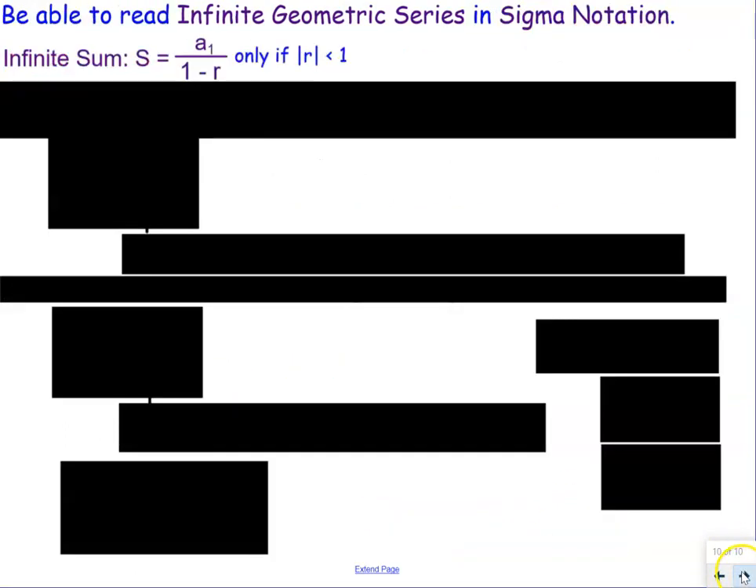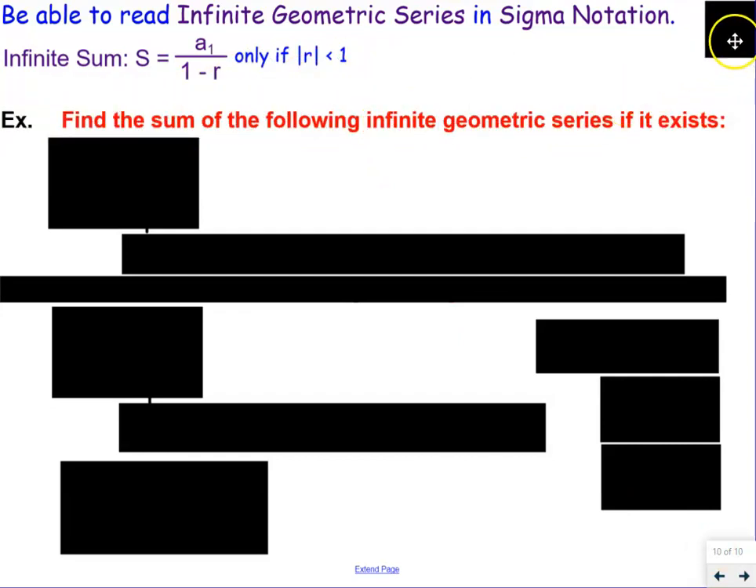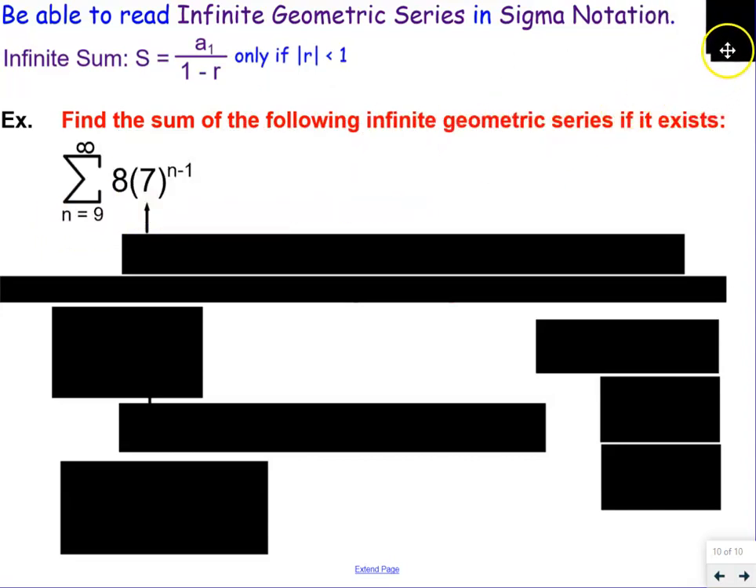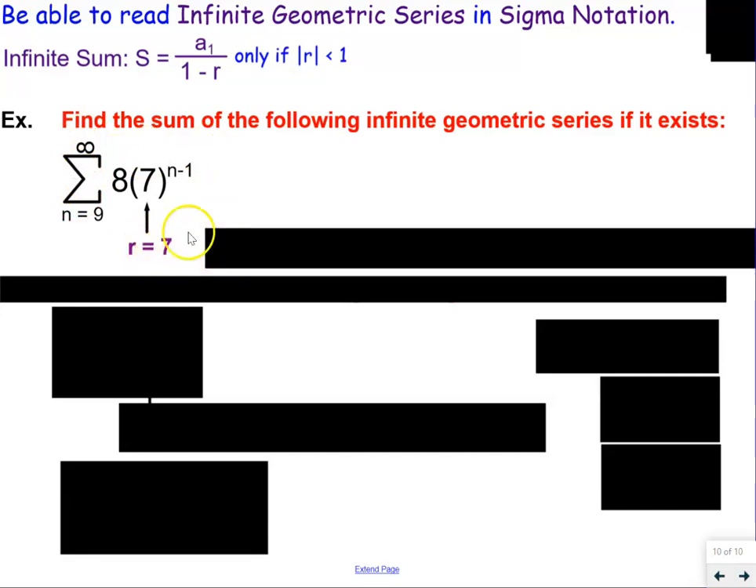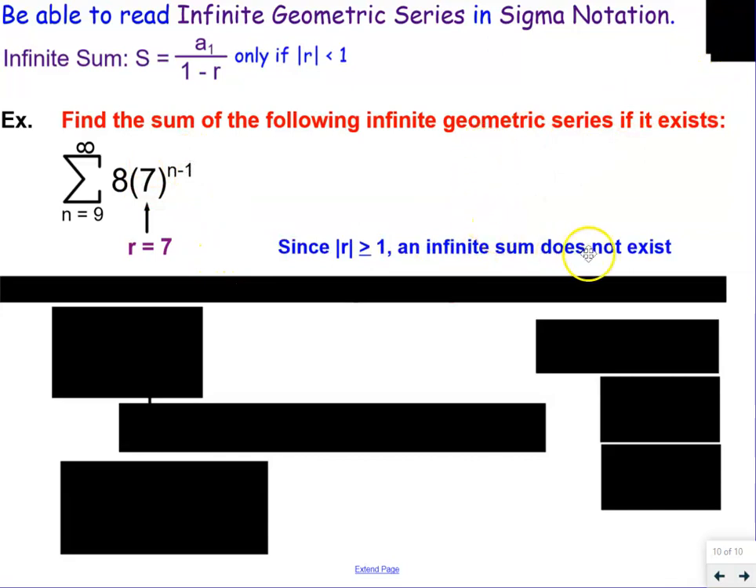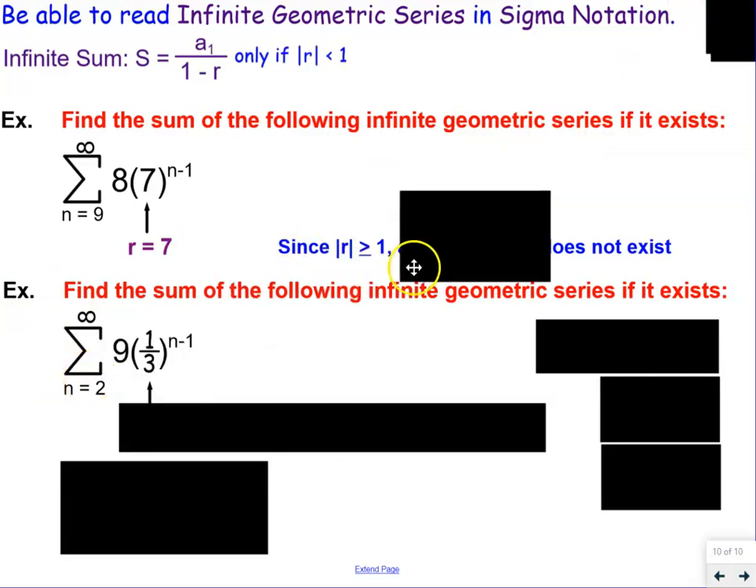All right, last slide. Make sure you read the same thing, infinite geometric series, in sigma notation. The same formula, it only works if R is less than 1, not equal to 1. So find the sum of the infinite geometric series if it exists. Well, what's going to be is sigma notation. The bottom is your first amount. The top is your final amount. The top says infinity. You can't plug in infinity. So this means infinite geometric series. You look at R. R is right there. The multiplier with the exponent. R is 7. Because it's 7, that's more than 1. It doesn't exist. For the second problem, try again.